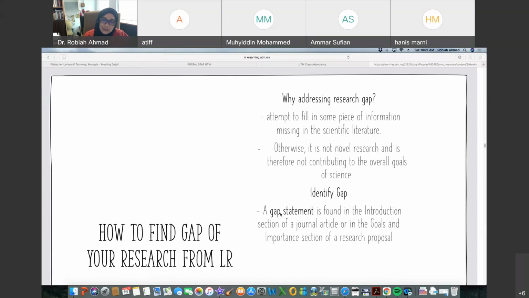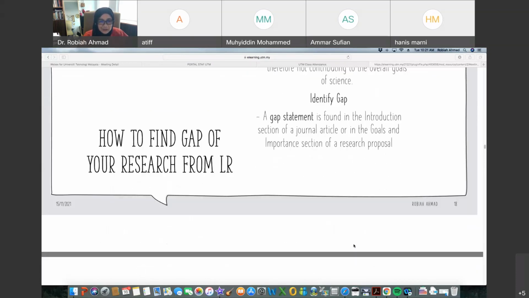So identify the gap. A gap statement is found in the introduction section of a journal article or in the goals and important section of a research proposal. So for a research proposal, it is in the important section of goals, in journals usually at the introduction, just like what we discussed earlier, right? So let us look at how people address gaps, so that we have some ideas to help us prepare the gap while doing our PERSI assessment later, right?